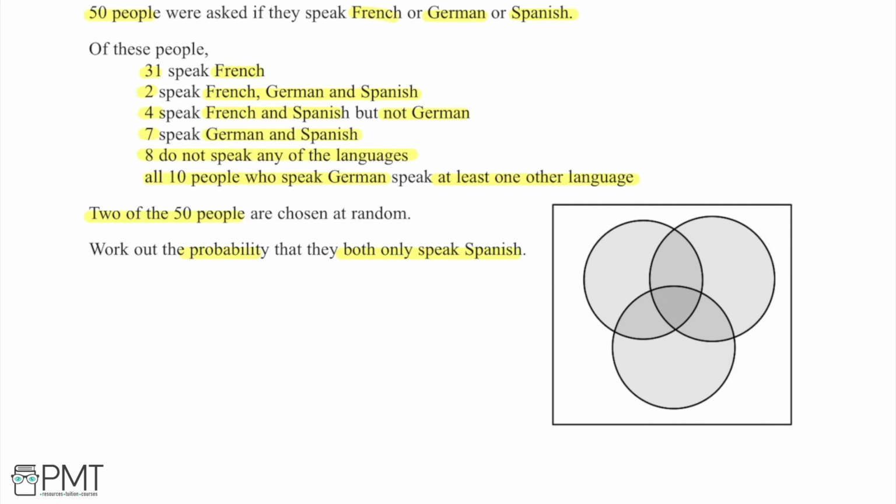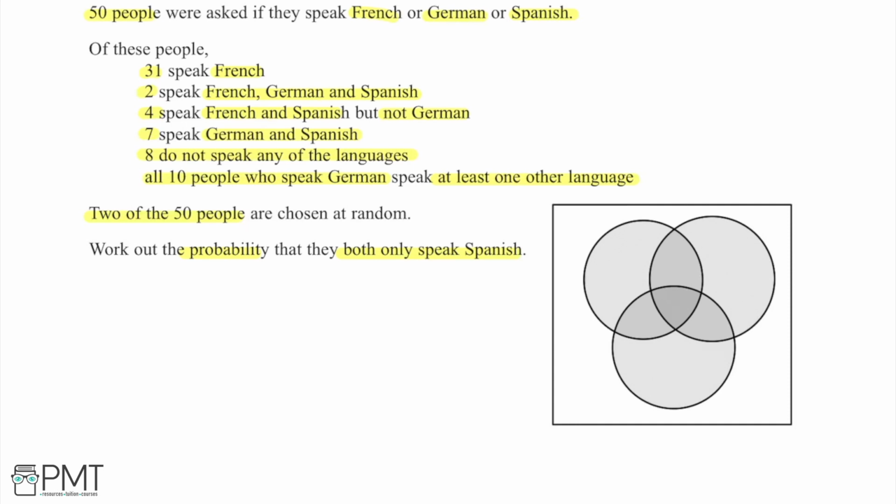So we're given a lot of information here to read through and work through, and if we have a look at what we're actually working with, we've basically got 3 main categories. So we've got the French, German and Spanish speakers, and we've got the number of people that are going to fit into each category and into the overlap between categories. So what I'm instantly thinking here is that we need to be working with a Venn diagram.